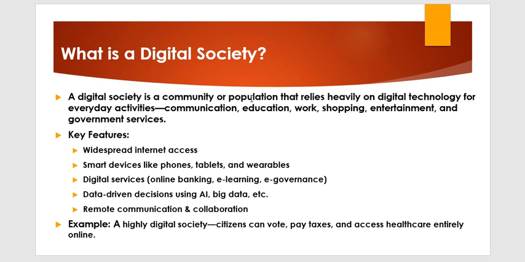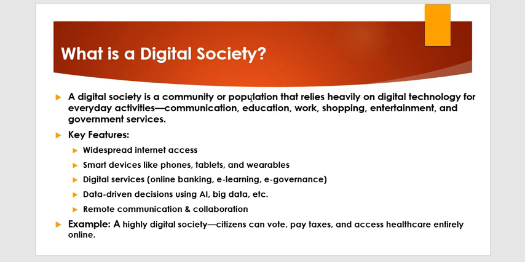So we have widespread internet access. We have smart devices, any smart device, a smartphone, tablet, laptops, or nowadays wearable devices like a smartwatch. All those things are being used by a digital society. There are services like online banking, online shopping, e-learning, e-governance, which are now available in India also, and there are data-driven decisions using AI and big data. This part is increasing and advancing day by day. Artificial intelligence and use of big data, and then remote communication and collaboration. Okay, so if all those things are being used by the citizens of a society, then it is called a digital society.